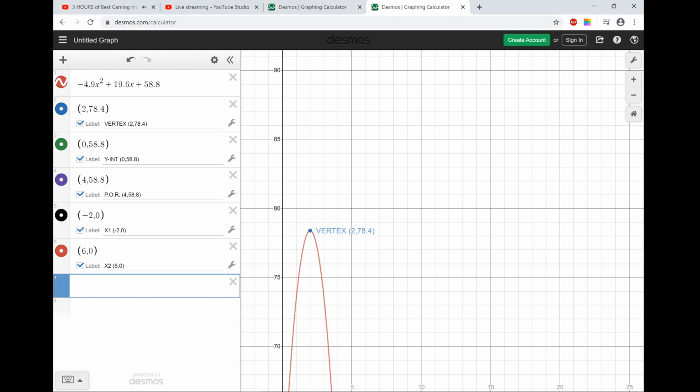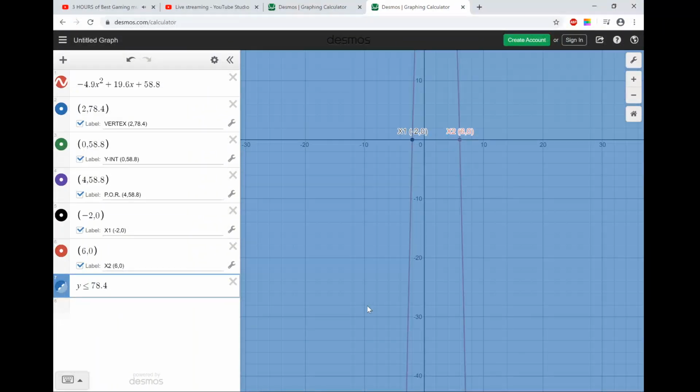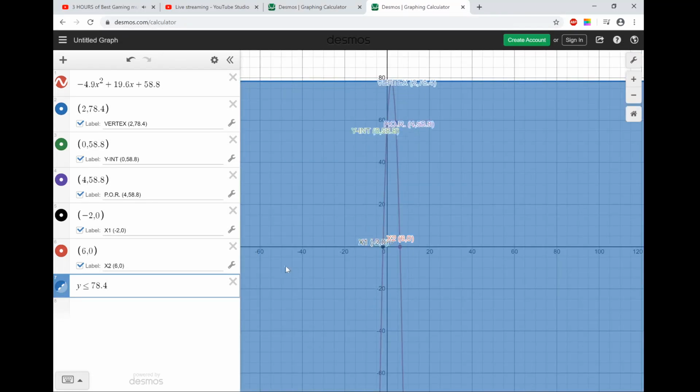So now what we're going to type is Y is less than or equal to 78.4 and watch what happens. Now I'm going to zoom out. This is for Nathan, okay? Is this for the range? Yeah. So what I just did was I typed in an inequality. Y is less than or equal to 78.4.